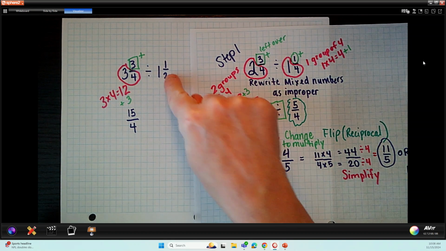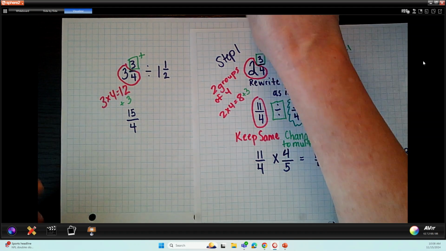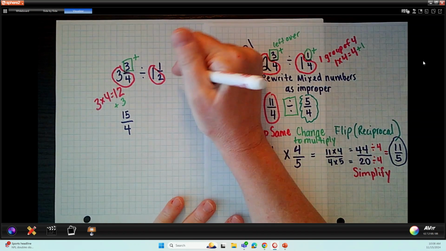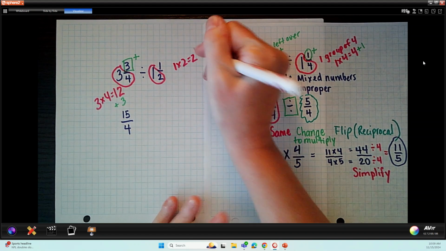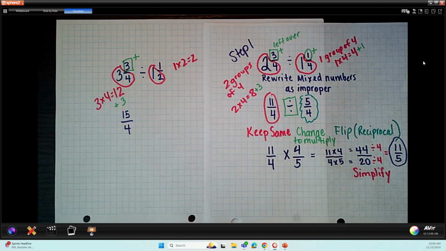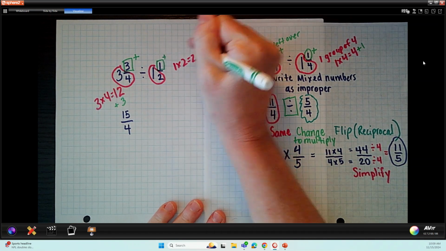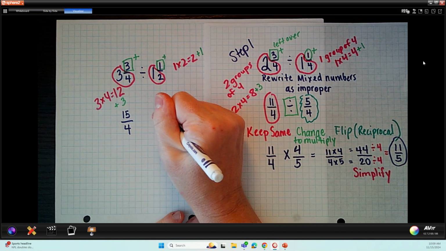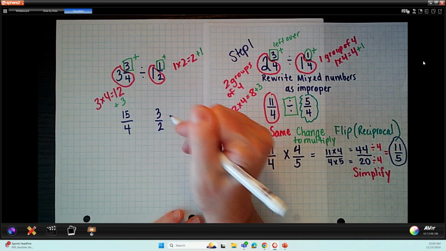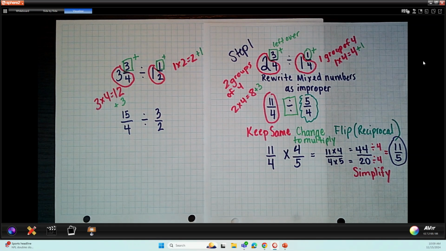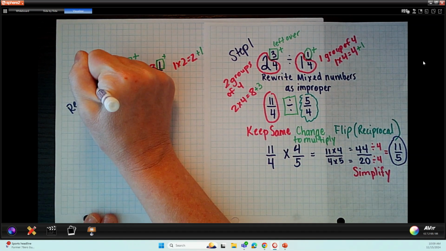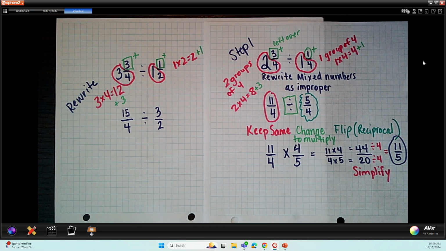Now this one, gotta do the same thing. 1 group of 2 equals 2. And add in the 1. So that would be 3 halves. Again, keep that division sign. So all we did is rewrite the problem using fractions. We haven't even started the keep, change, flip yet.